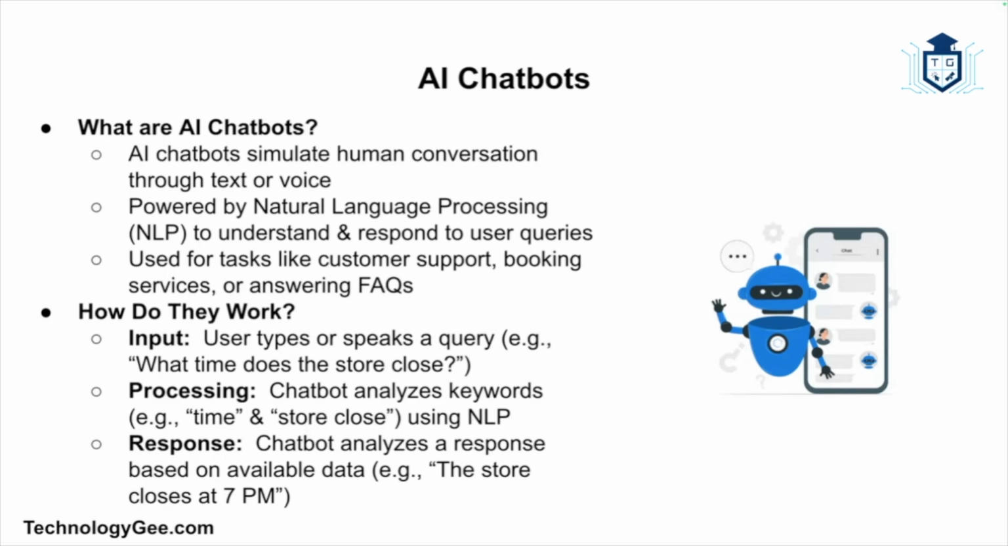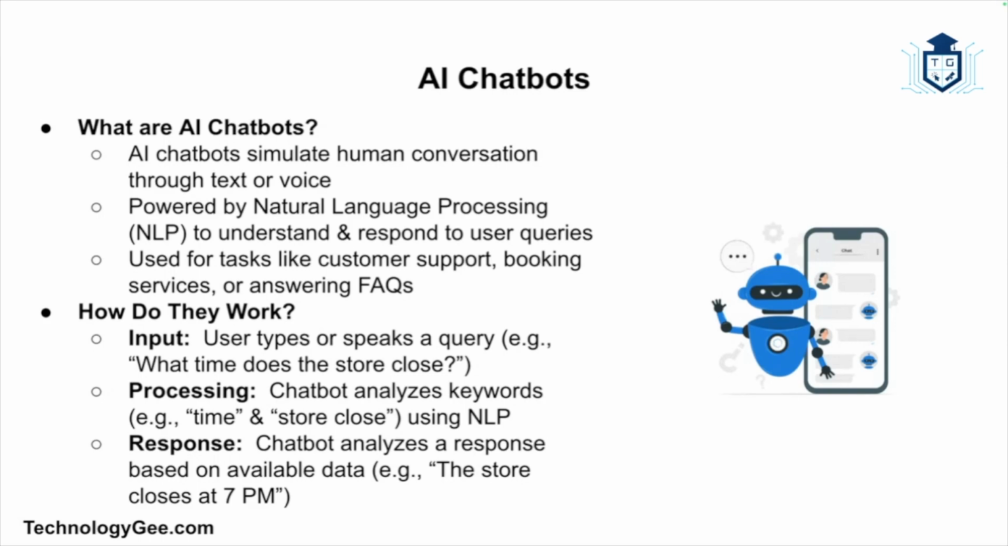So how do they work? AI chatbots rely on the combination of machine learning and natural language processing. Machine learning algorithms help chatbots learn from data and improve over time, while natural language processing allows a chatbot to understand human language even when it's expressed in different ways.